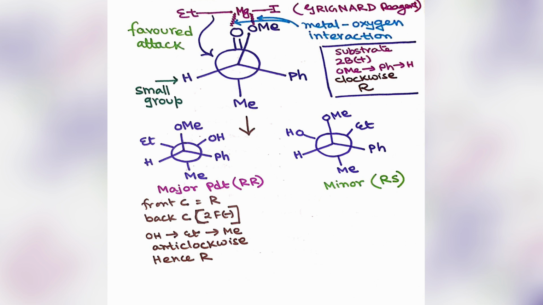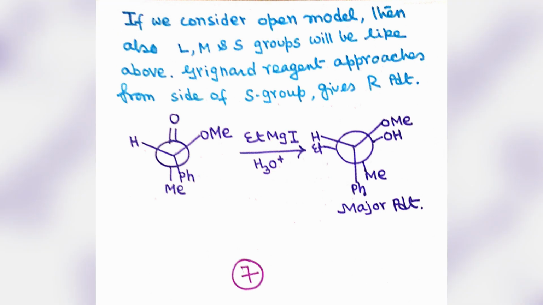So the RR diastereomer is major, and the RS diastereomer will be minor. Now, the methoxy group is the second priority group, and as I have already told you, if the oxygen or nitrogen containing group at the chiral center comes as a medium sized group, then both the open model and the cyclic rigid model will give the same correct answer.